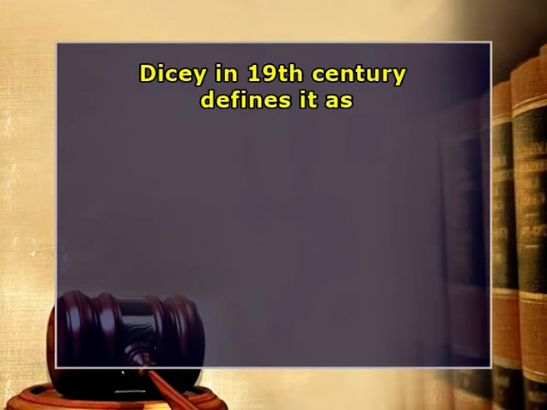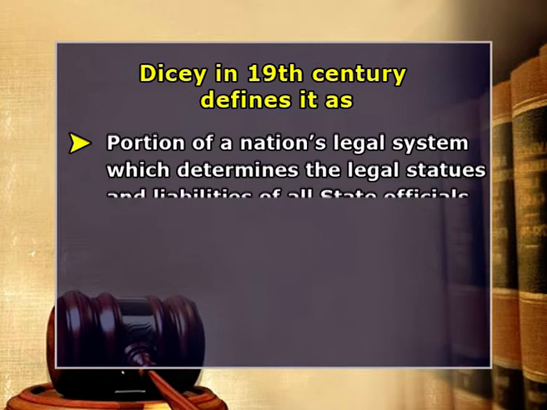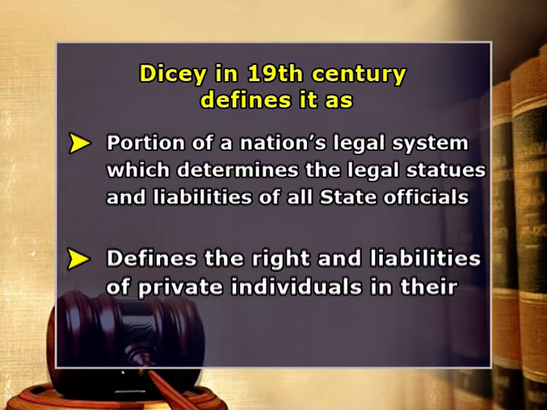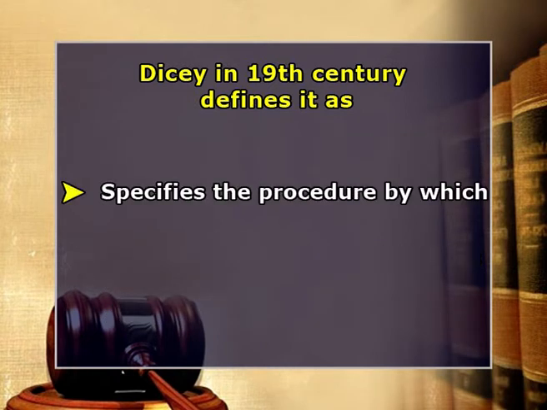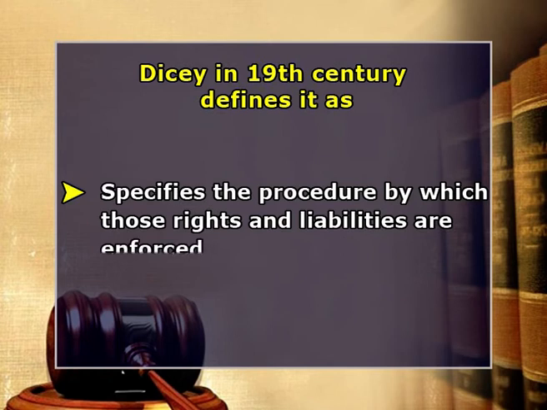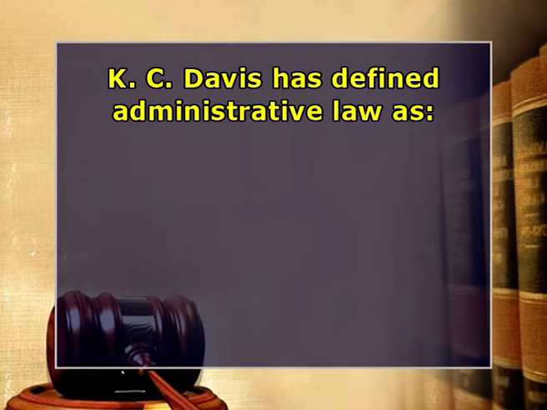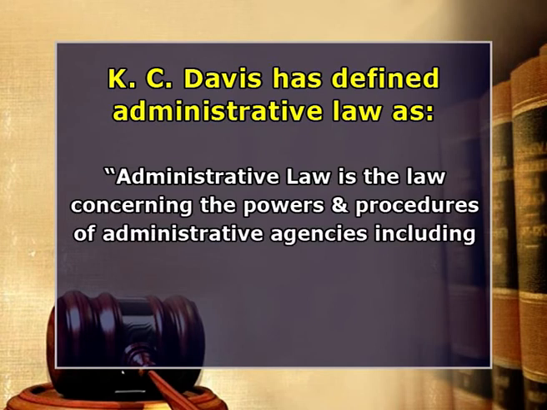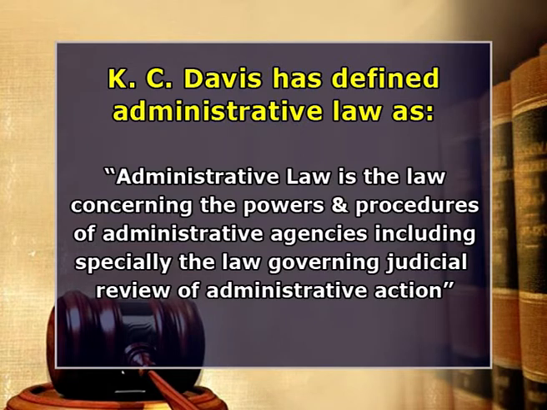Dicey in the 19th century defines it as, firstly, the portion of a nation's legal system which determines the legal status and liabilities of all state officials. Secondly, it defines the rights and liabilities of private individuals in their dealings with public officials. Thirdly, it specifies the procedure by which those rights and liabilities are enforced. K.C. Davis has defined administrative law as, the law concerning the powers and procedures of administrative agencies, including especially the law governing judicial review of administrative action.